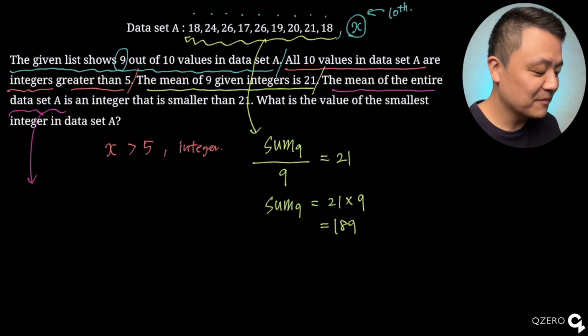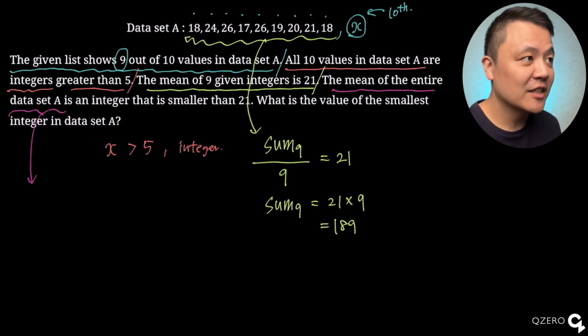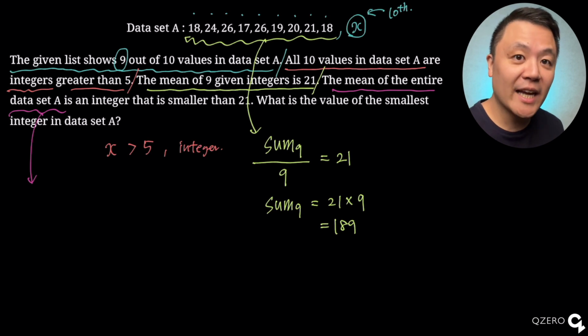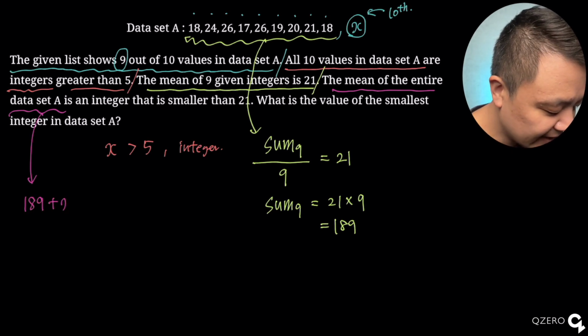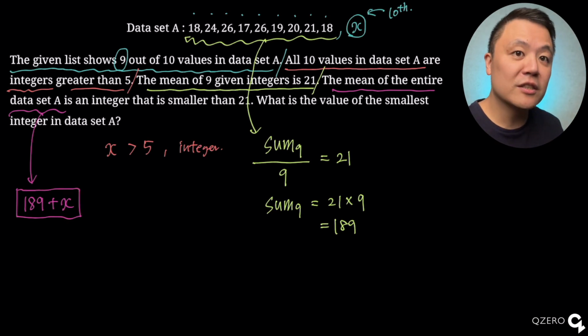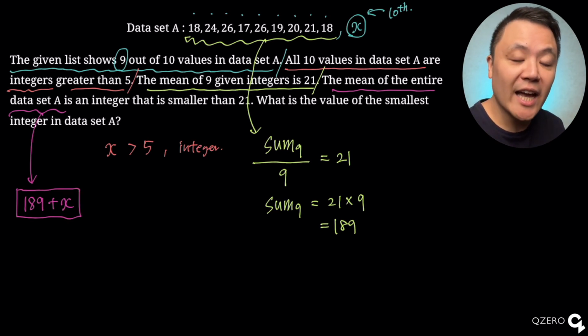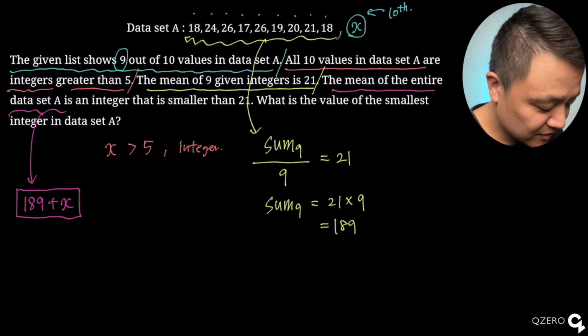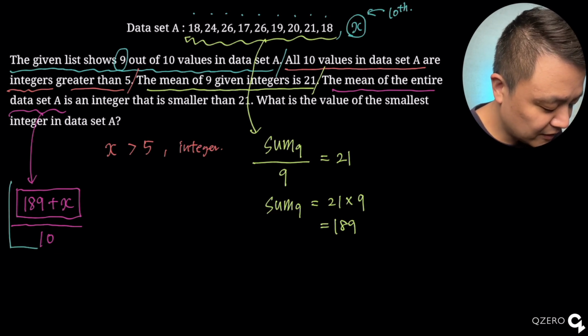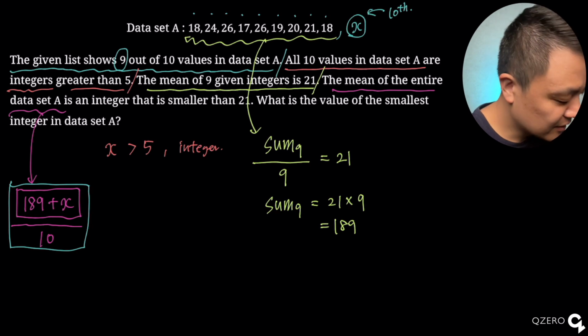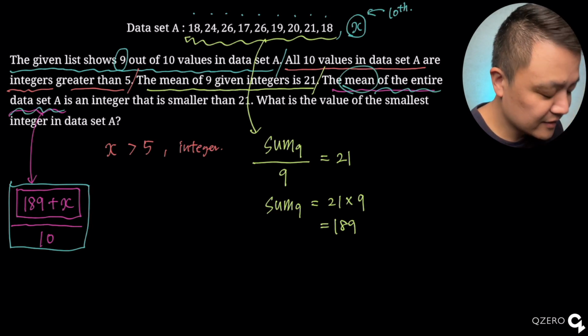To express the mean of the entire data set A, you need to express the sum of all 10 values, but we already know the sum of the 9 given values, which is 189. So if you add x, the value of the unknown tenth number here, this boxed expression represents the sum of the 10 numbers in dataset A. So since we're looking for the mean value, once you divide it by 10, this fractional value here is representing the mean of the entire dataset A.